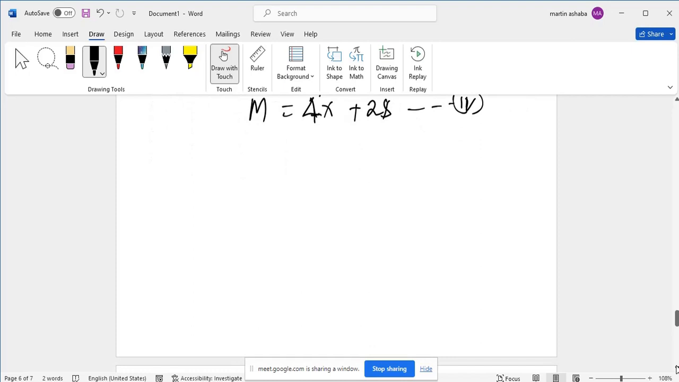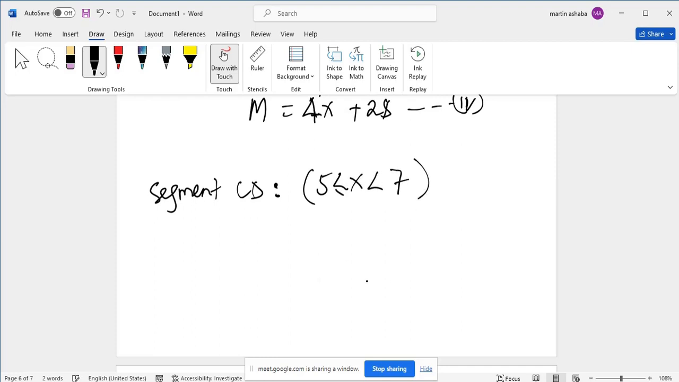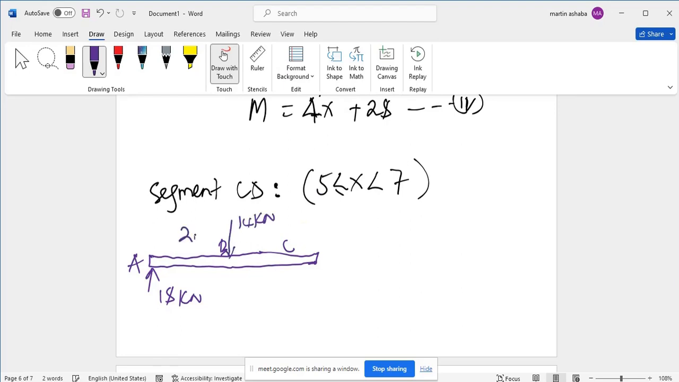I can proceed to segment D, that is the segment between 5 less or equal to x less than 7. Then I draw it also. So here, remember, I have 18 kilonewtons. This is A, I have B, I have C. Then D is continuous. So at B, I have a force at a distance from the support A. Then I have a force 28 kilonewtons at a distance of 3 meters from B.